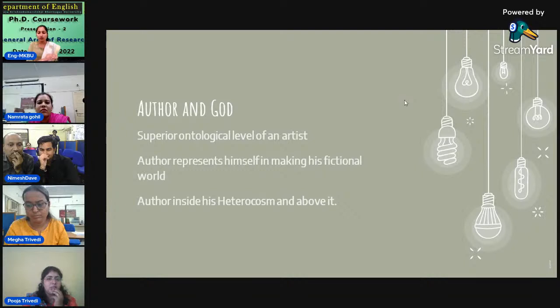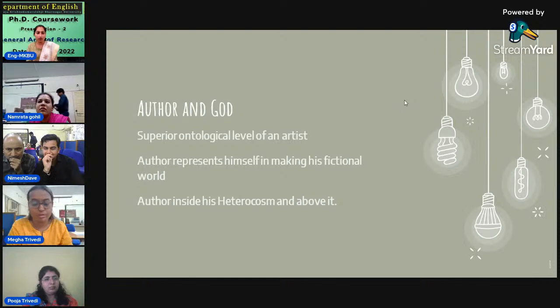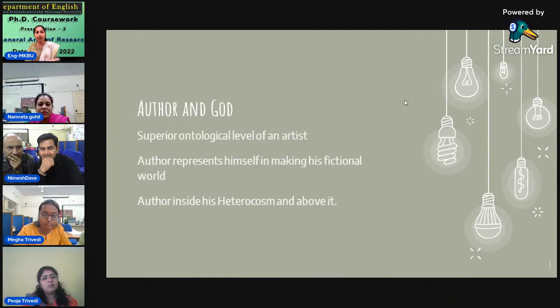People used to believe, artists used to believe, that the author is like a god, because he is the creator, like a god, creator of a universe, as God is also creating a universe. So he belongs to a superior ontological level of an artist. He is holding the power to create the characters and the fictional world.